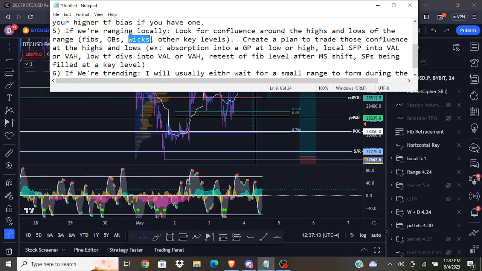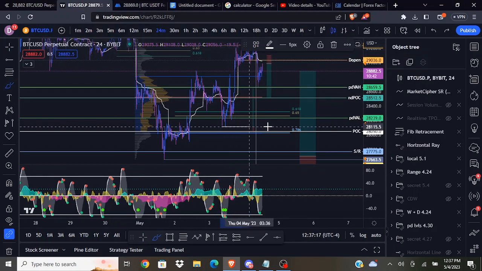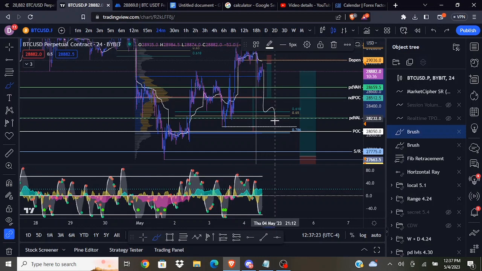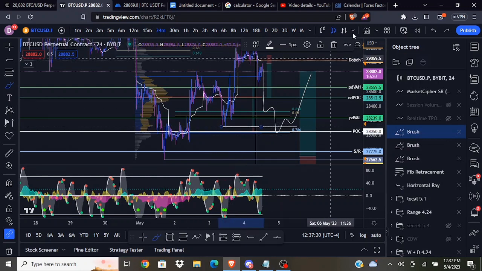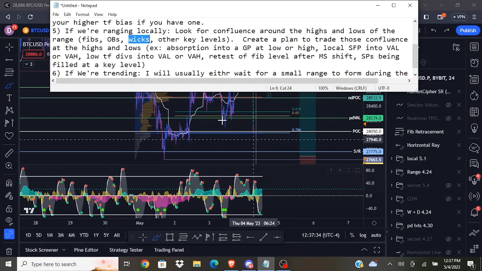You can look for wicks for potential SFPs into some of these volume areas. For example, right here we have a wick right above the value area low, so if price comes back down here, maybe you can look for an SFP into that value area low, take out the liquidity from this wick, basically any other ways that you can find key levels inside of these ranges.